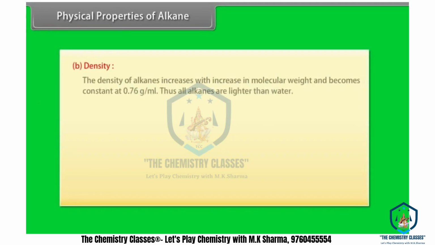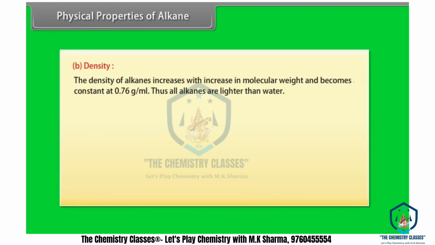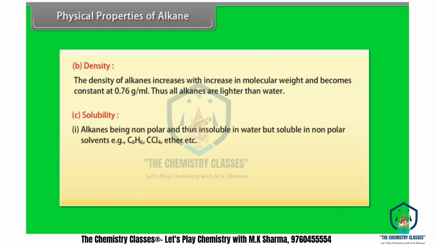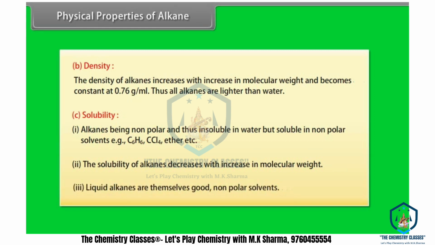B. Density. The density of alkanes increases with increase in molecular weight and becomes constant at 0.76 gram per milliliter. Thus, all alkanes are lighter than water. C. Solubility. Number 1. Alkanes, being non-polar, are insoluble in water but soluble in non-polar solvents, for example C6H6, CCl4, ether, etc. Number 2. The solubility of alkanes decreases with increase in molecular weight. Number 3. Liquid alkanes are themselves good non-polar solvents.